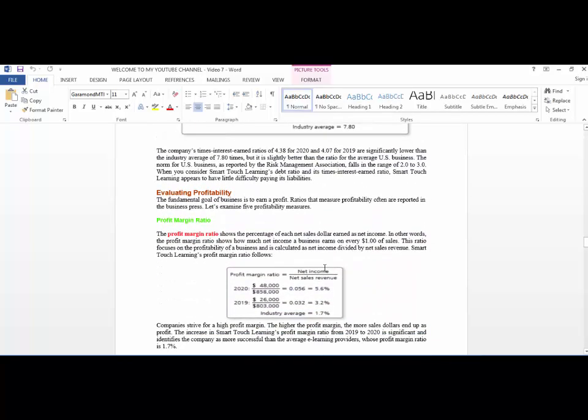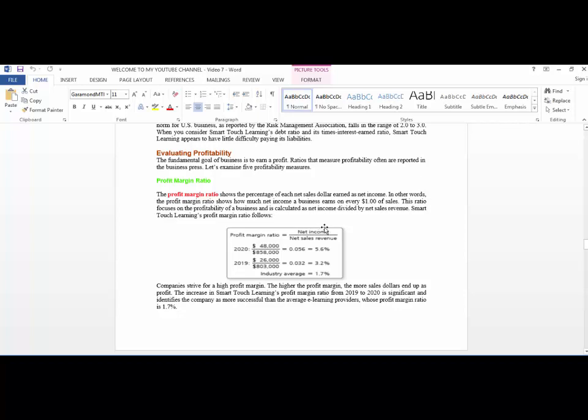Now we are going to discuss profit margin ratios, which are based on profitability ratios. What is the profit margin ratio? The profit margin ratio shows how much net income a business earns on every $1 of sales. This ratio focuses on how profitable the business is. We have the ratios for the two years, 2020 and 2019. The formula is net income divided by net sales revenue, so we can calculate 5.6% and 3.2%.